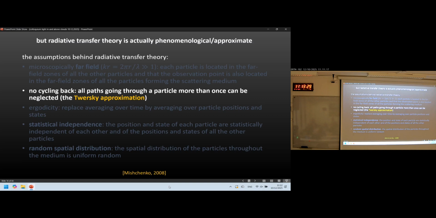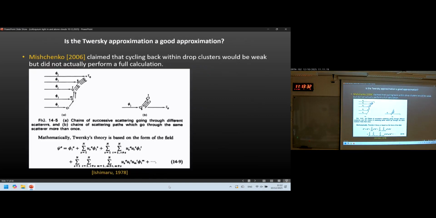Okay, what about no cycling back? Again, Mishchenko claimed that this is probably not so important, this cycling back, the fact that radiation can go back and forth between drops before going off in the direction of measurement. But he never actually performed a full calculation, and I'll explain why.